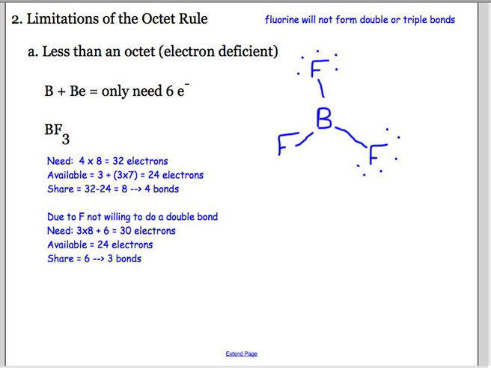And now what you have to be really careful of is you need to make sure that you're only using 24 electrons. Because if you're not careful and you're not counting your electrons, then you end up giving boron the octet, and he's not allowed to have it.